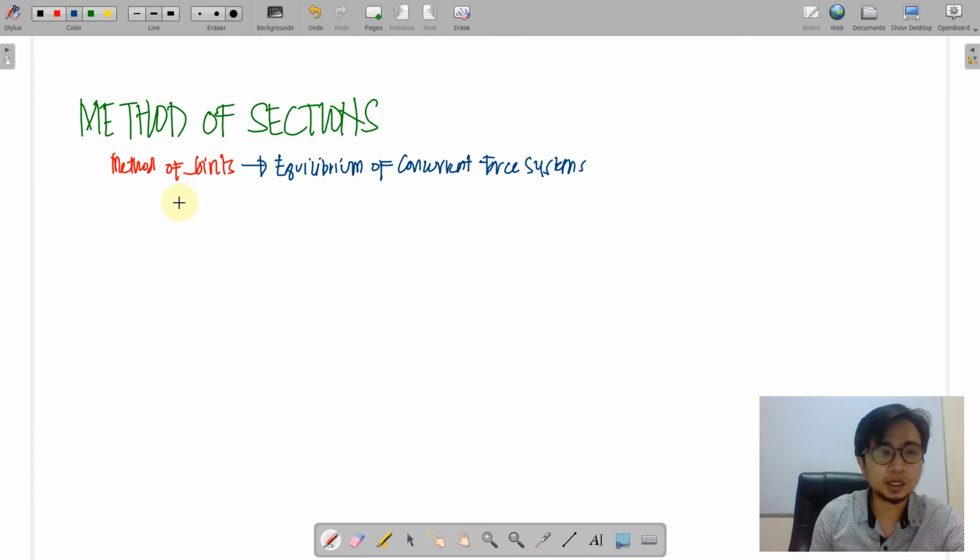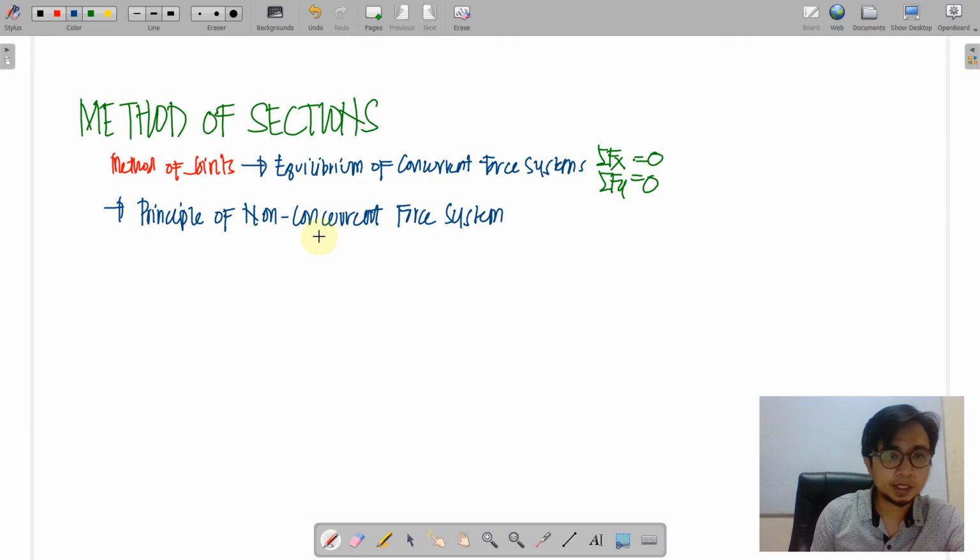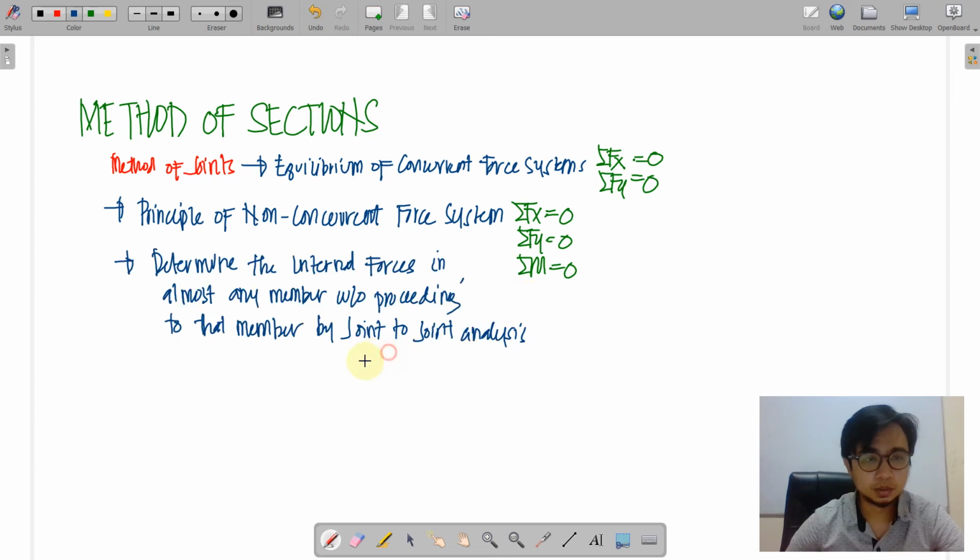We establish the x and y axis, label the forces, and then apply the two equilibrium equations. So in this type of analysis, we cannot really rely on summation of moments when it comes to analysis of trusses using method of joints. Okay, so by this time we are now applying the principle of non-concurrent force system, wherein we can maximize these three equilibrium equations. So it permits us to determine the internal forces in almost any member without proceeding to that member joint to joint.